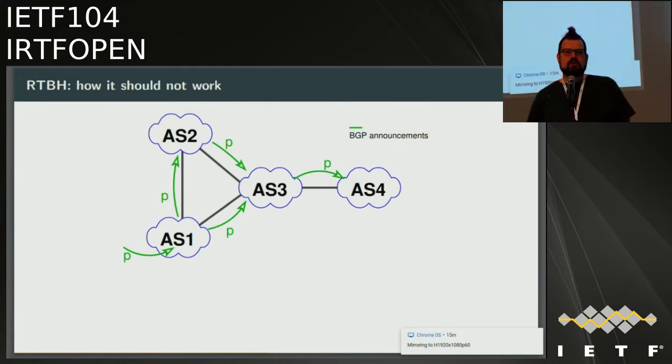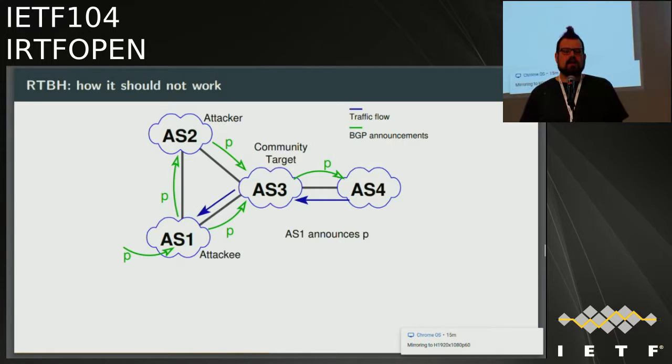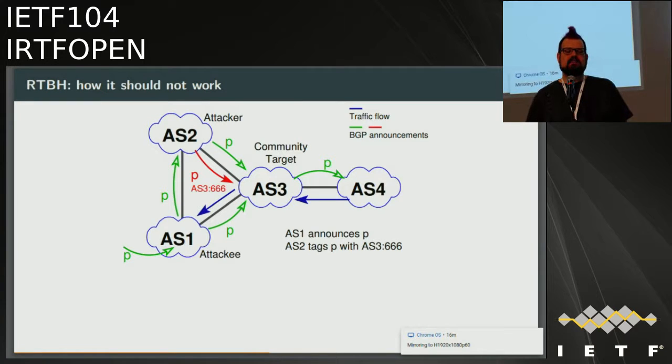Now, what should not be possible is depicted here. We have the same topology, but now AS2 is in the role of an attacker, and AS2 should just be a backup path to the prefix of AS1, but AS2 is able to actually add the black holing community, although it's not on the best path. So AS2 is announcing to AS3 that prefix P should be black holed, and we notice AS3 is actually doing that.